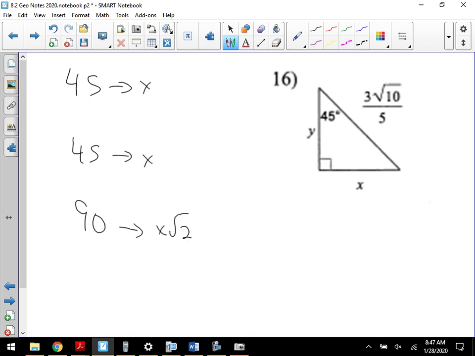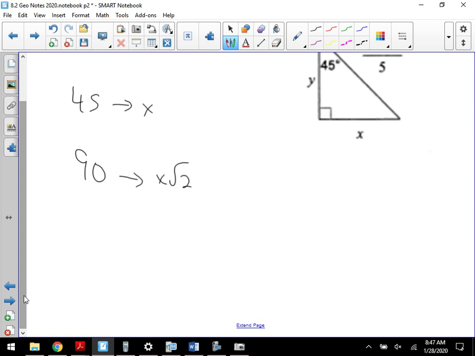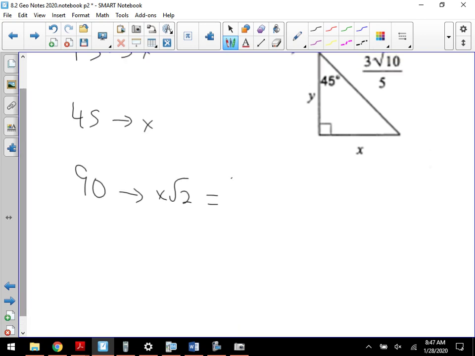X, X, and X times the square root of 2. And in this case, again, we know across from the 90. So I have to set the value of something times the square root of 2 equal to this crummy looking fraction of 3 root 10 over 5. Now, this is just a really crummy looking value. Do you guys agree that I have to divide both sides by the square root of 2?